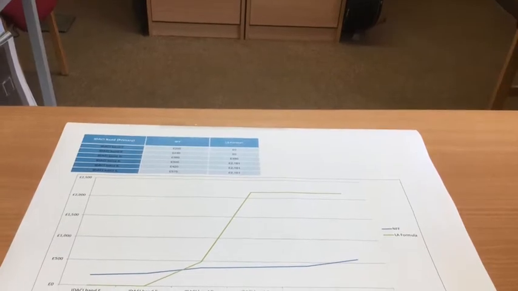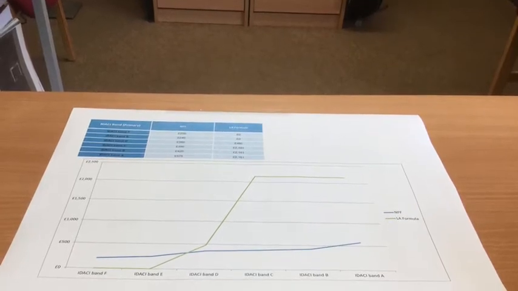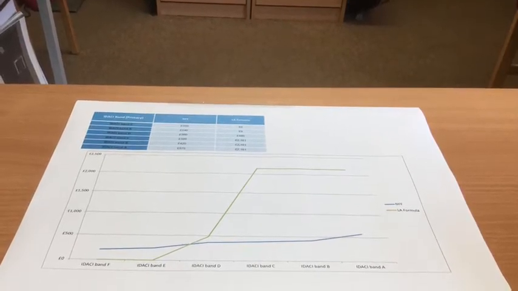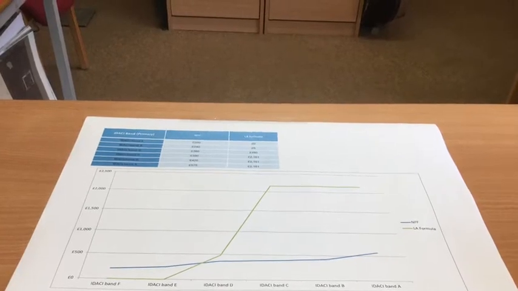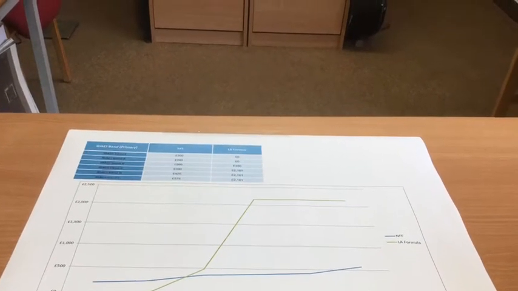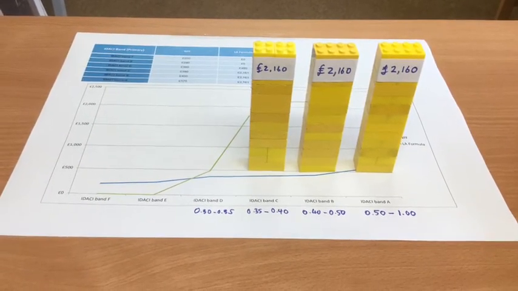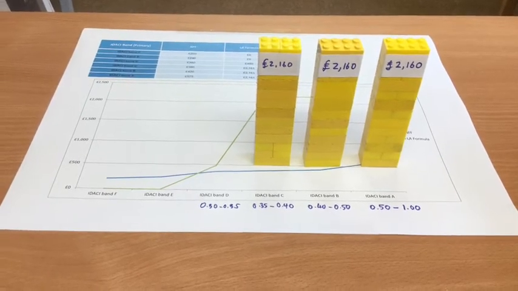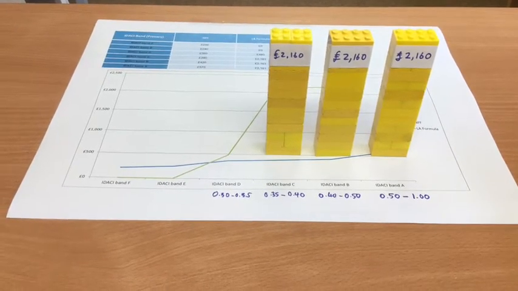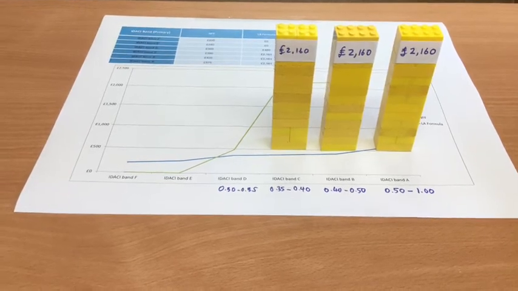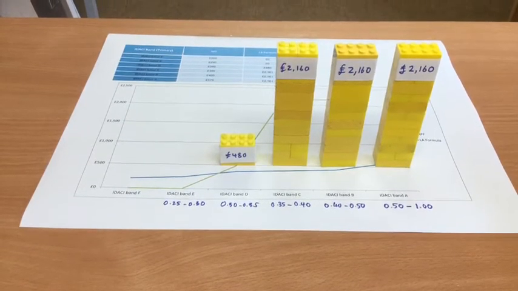Every child is placed in an IDACI band, IDACI being the income deprivation affecting children index. To enable social mobility, the idea is that the higher the level of deprivation that a child is in, the more funding that the school receives in order to accelerate that child's progress. Historically, for the top 3 bands of deprivation, where children are living in areas where more than 35% of them are classified as deprived, the school would receive an additional fund of £2,160 per child. For the next band down, that amount would be £480 per child.